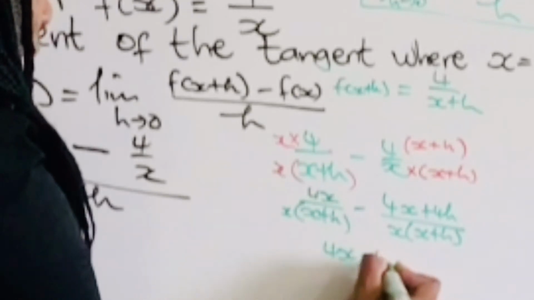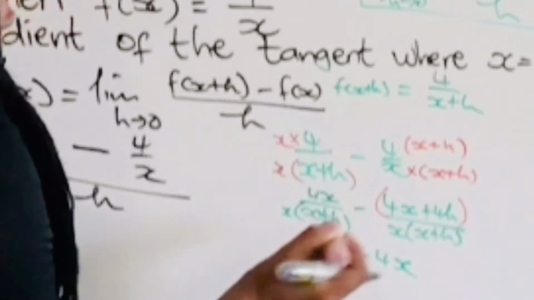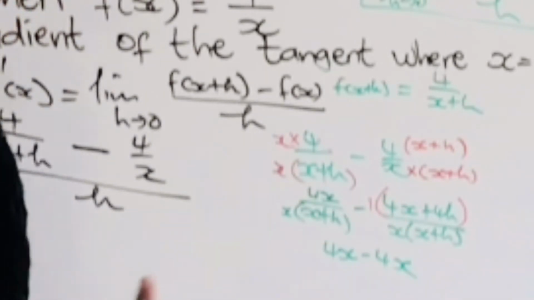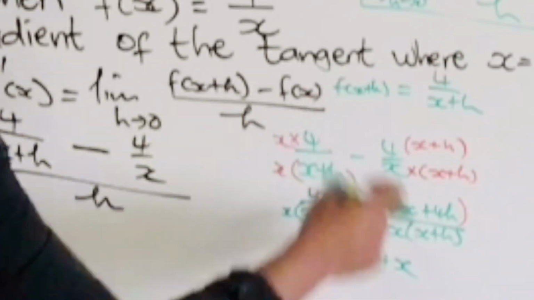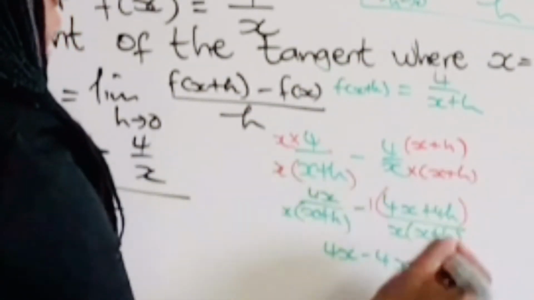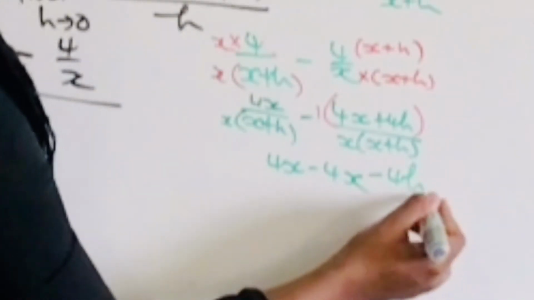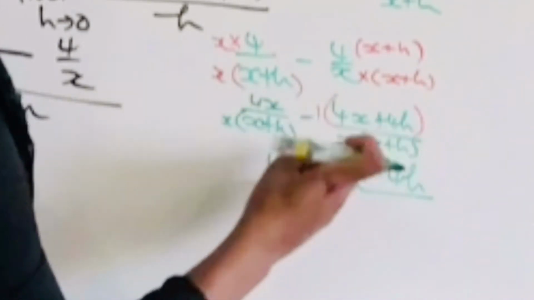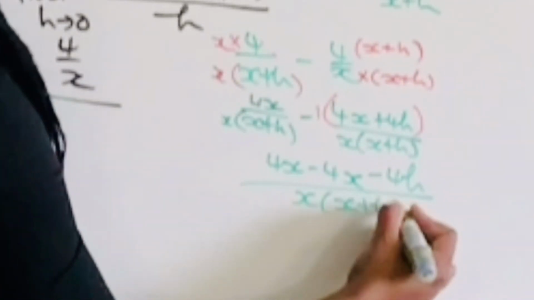4x minus 4x. Remember, this is like in brackets, so it's like negative 1 again. So we can now remove it. You could have also removed it here already and changed this to a plus, but you could keep it and remove it after you have one fraction there as well. So we have negative 1 times 4x is negative 4x, negative 1 times negative 4h over x plus h, and we are trying to combine them now that they have the same denominator, right?